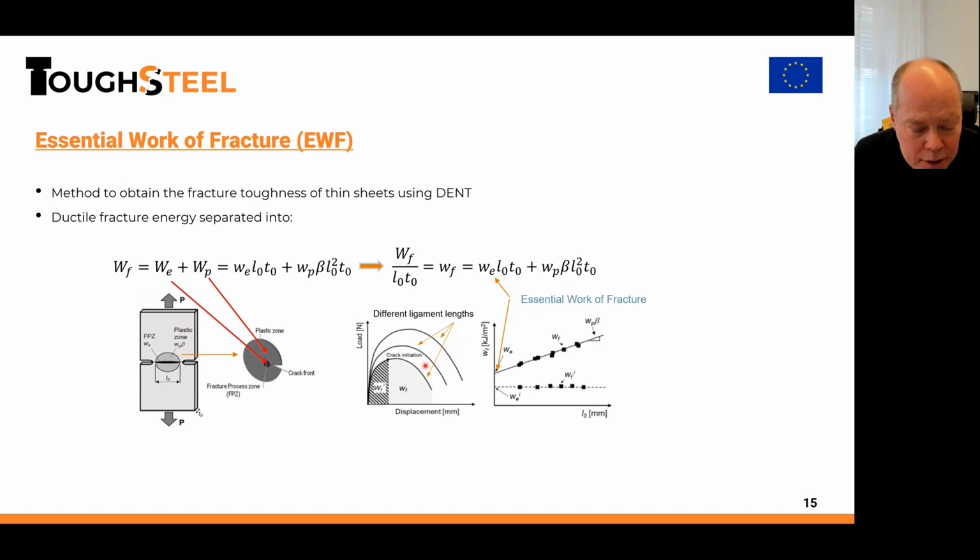However, you can see the different lengths over here. So what you're doing is you have different specimens with different ligament length. For each of them, you make a test and you collect everything together, and you calculate the work for each test at different ligament length. And here to the right, you can see the total work at each ligament length. And then you make a linear extrapolation down to 0 in ligament length, and here you have this essential work of fracture value.